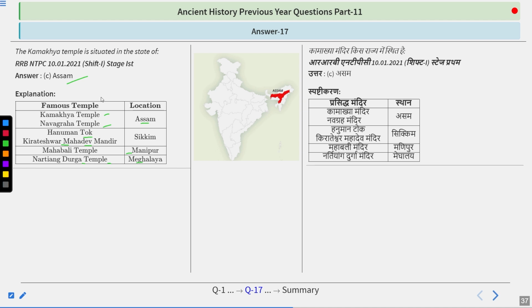Kamakhya temple is one of the most famous and sacred places in the category of Shakti Peeth in India. And if we talk about this place, the nearby river is Brahmaputra.